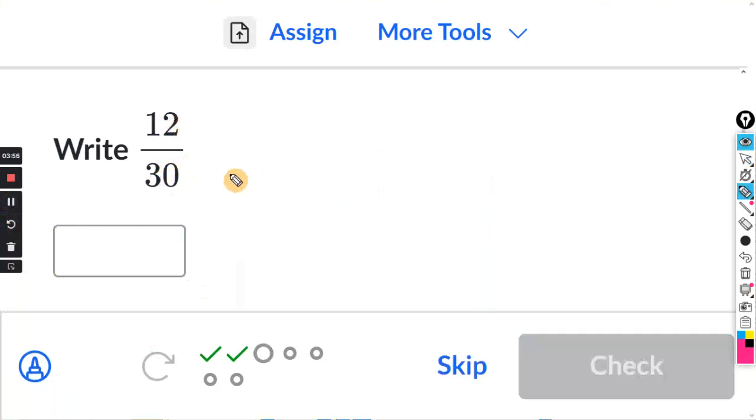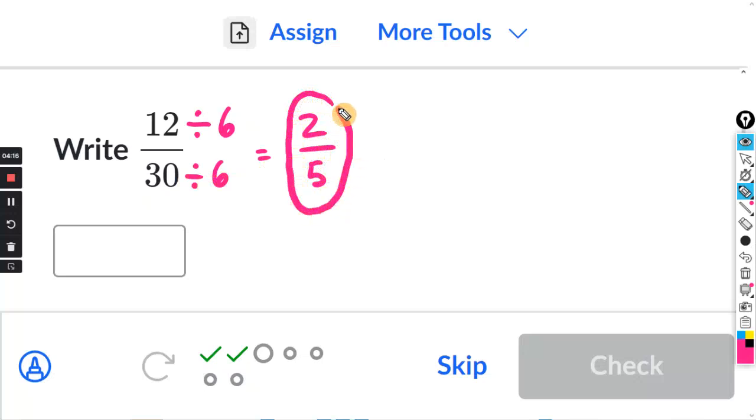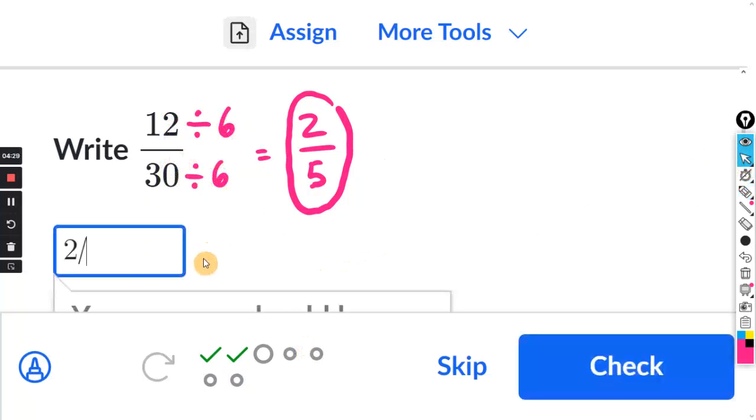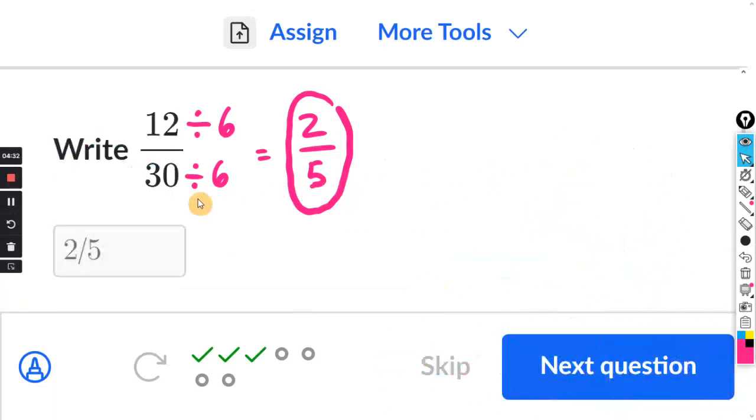All right, I know 12 and 30 are both divisible by 6. So divided by 6 and divided by 6. 12 divided by 6 is 2. 30 divided by 6 is 5. So that's it. If you don't know where to start and both numbers are even, you can start by dividing by 2 and just keep going from there. All right, so that's 2/5. All right, whenever you have both numbers even, you can definitely divide by 2.